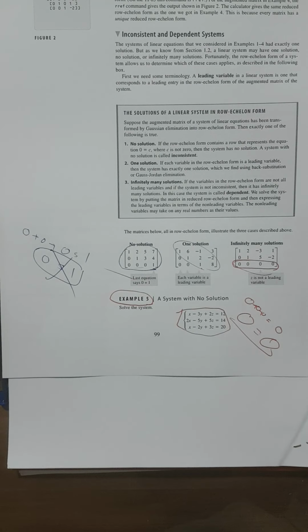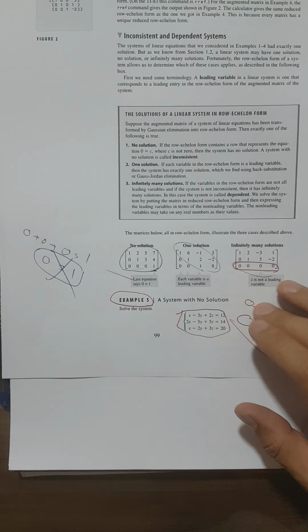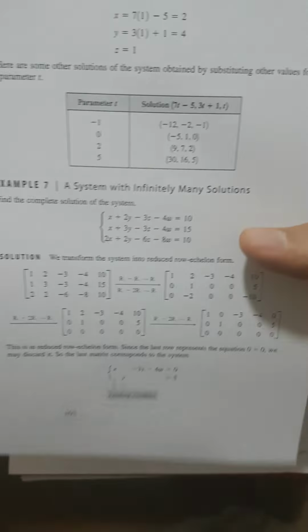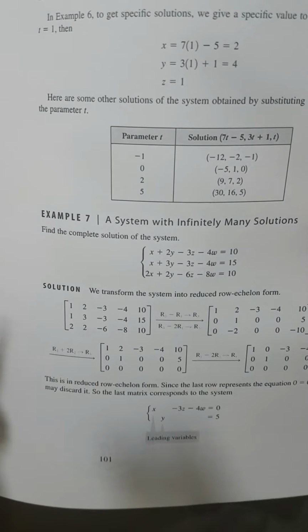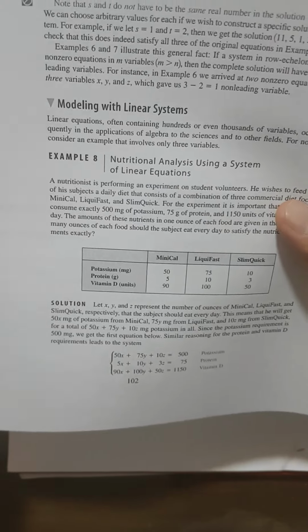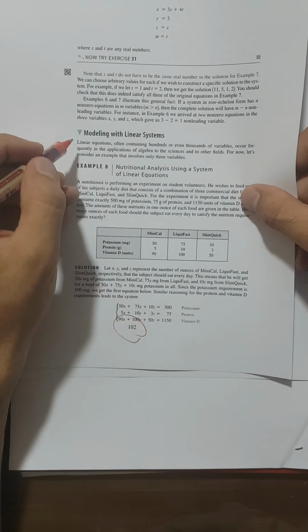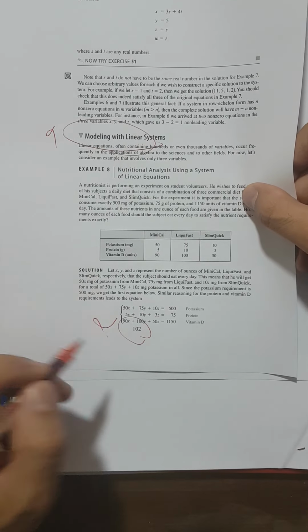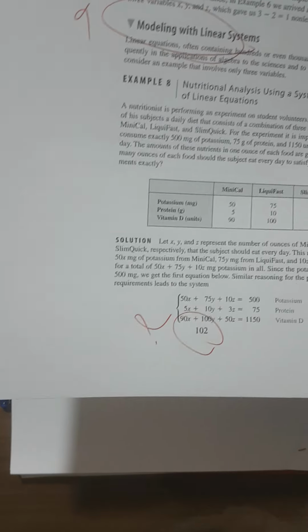That's all about this chapter. And try to look at this example 7. It's not difficult, but it's okay, just for information you can look at here. Forget about page 102. Forget about modeling system. Okay, it's not included for this semester.